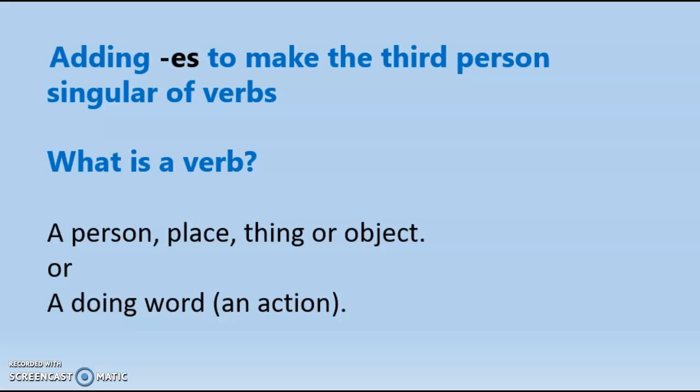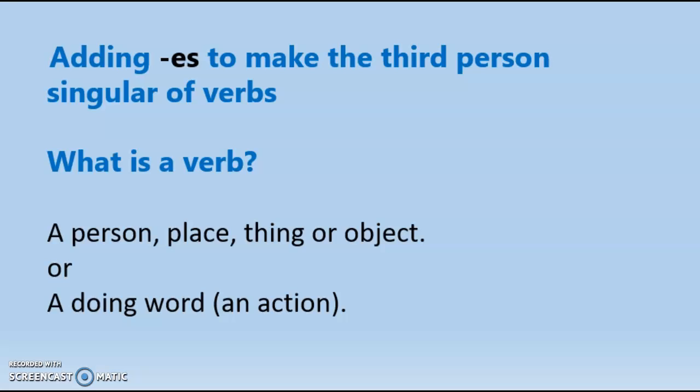Okay, platypuses, today in phonics we're going to be adding the es suffix to make the third person singular of verbs. Now you might think, oh my goodness, that's a bit tricky. I'm not sure what it is, but don't worry, I'm going to explain it to you. Before I do that, I want you to think about this question. What is a verb? Is it a person, place, thing or object, or is it a doing word, an action? So have a think about it before I show you the answer.